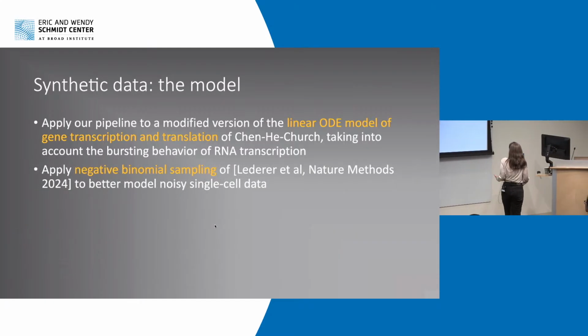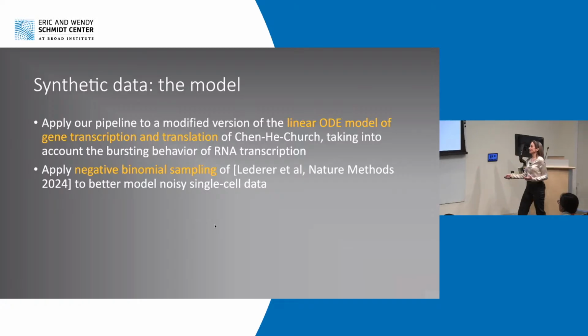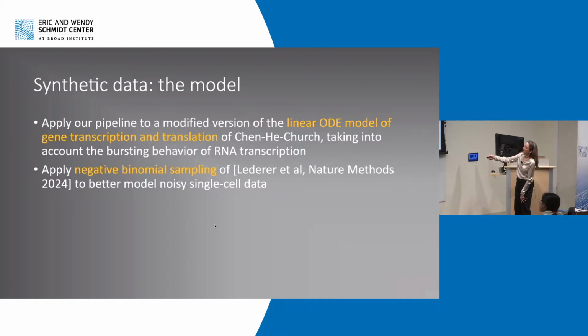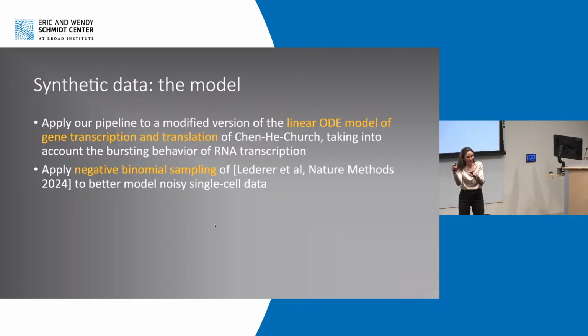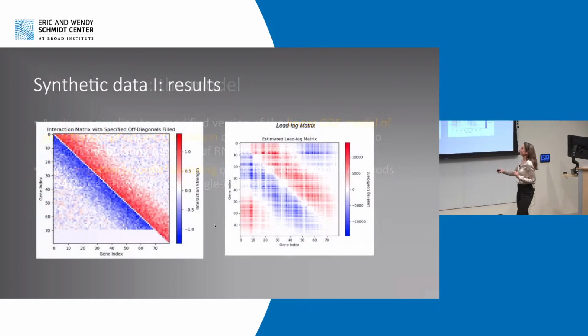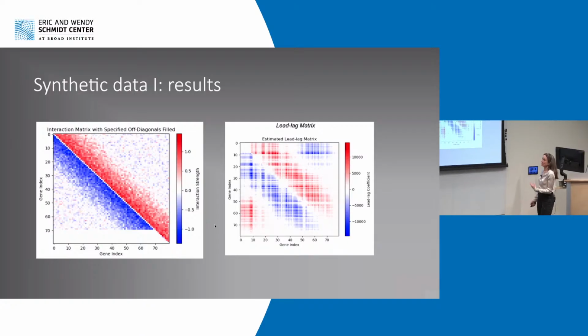Also, in order to make it a little more realistic, we're going to use the negative binomial sampling that was proposed last year in Nature Methods. So it looks more like really noisy single-cell data. Okay, so it's not just going to actually lie beautifully on a circle. All right. So when we do this, we did it for a couple different examples.